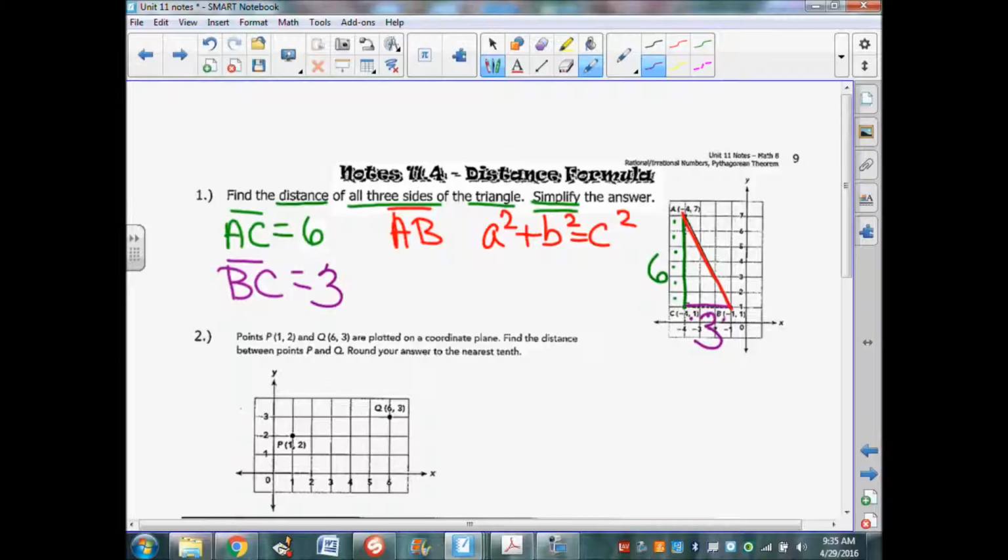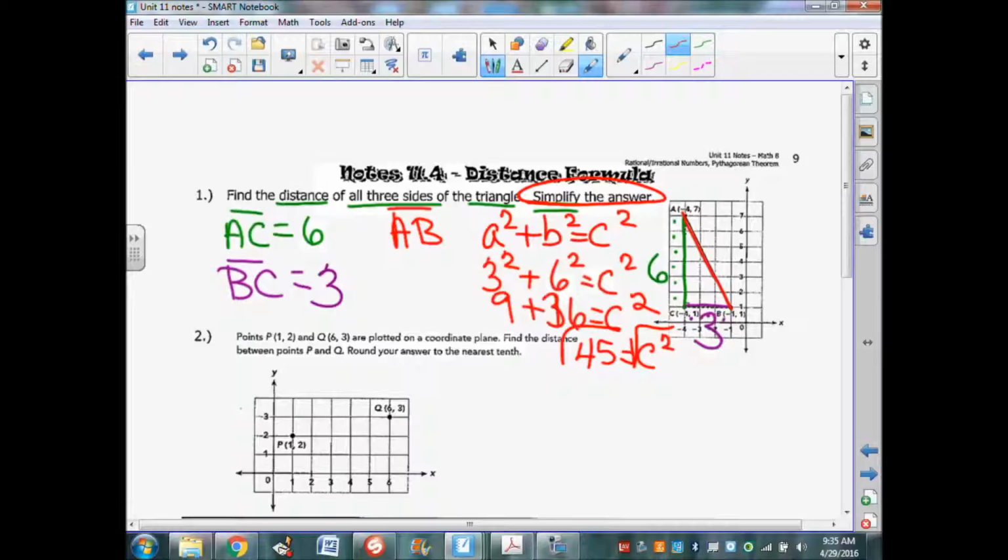So all I'm going to do is substitute, just like we've been doing. Leg squared plus leg squared equals hypotenuse squared. 9 plus 36 equals c squared. 9 plus 36 is 45 equals c squared. Take the square root.